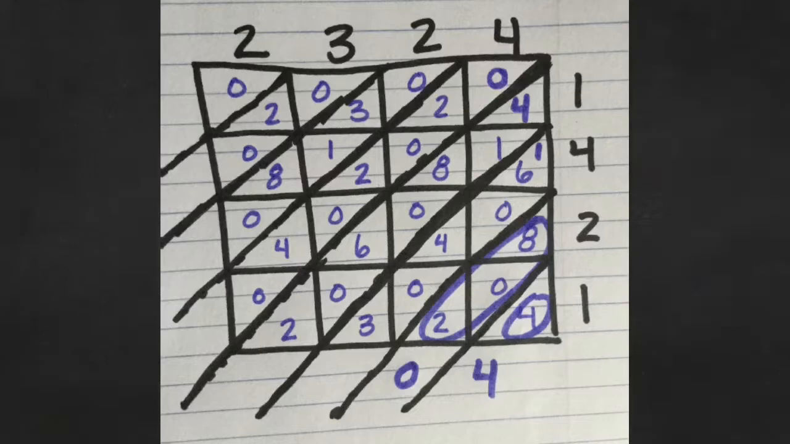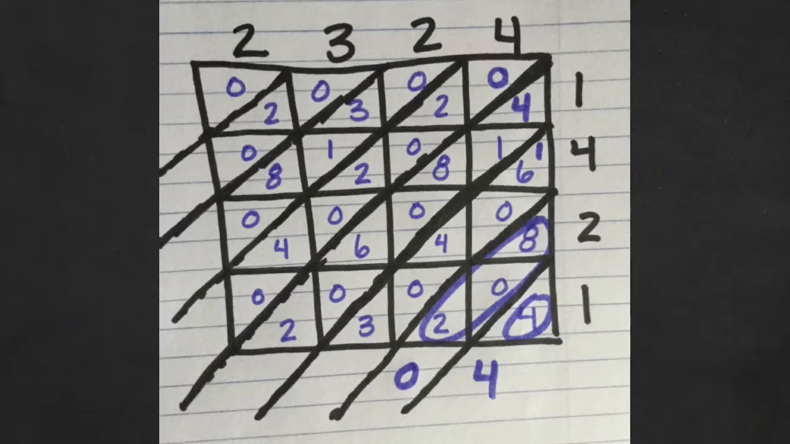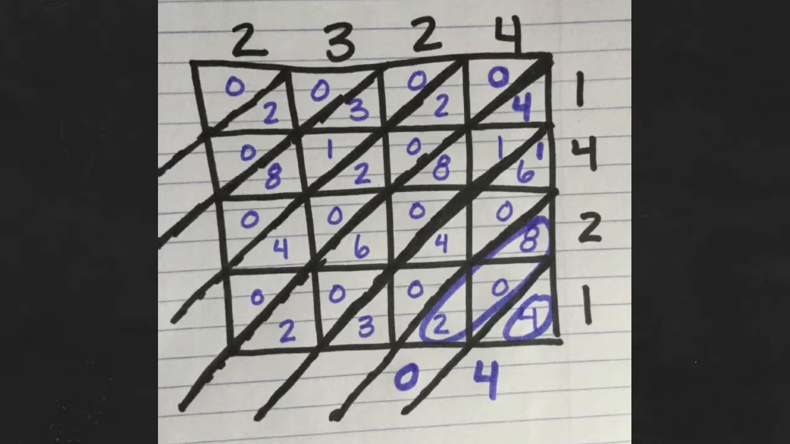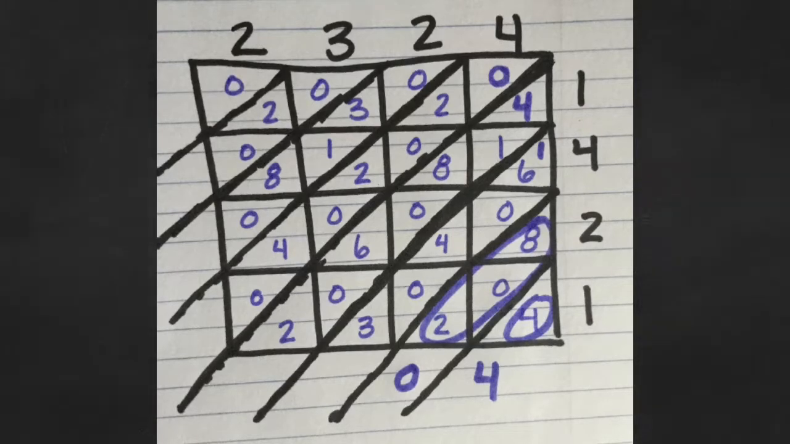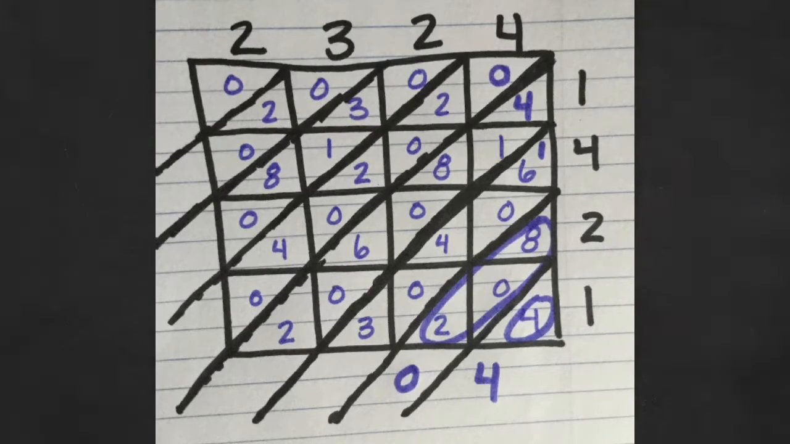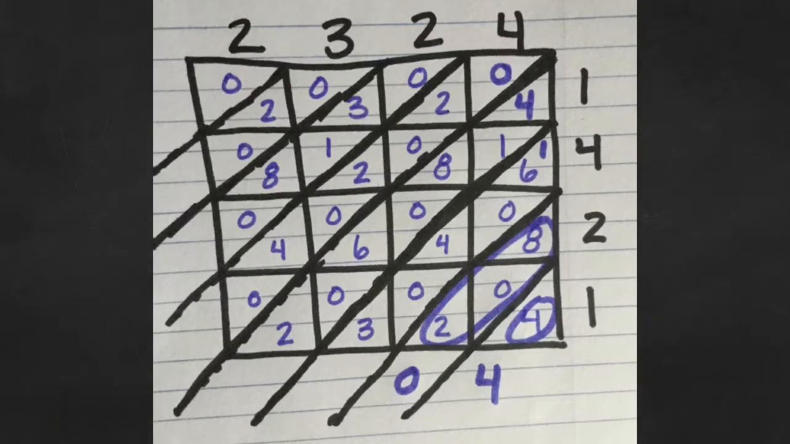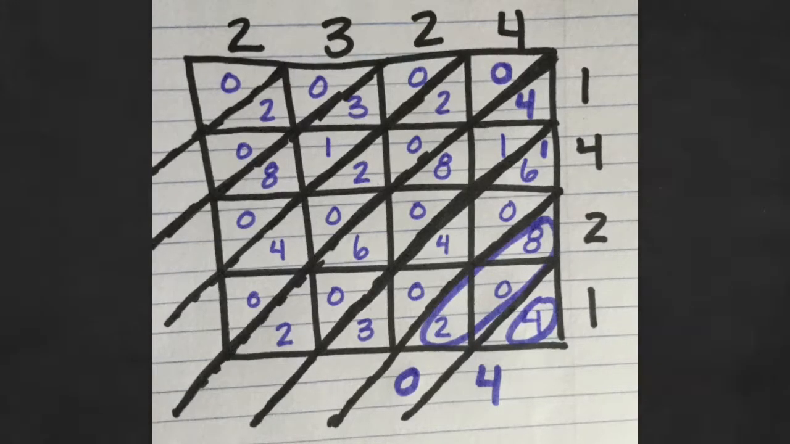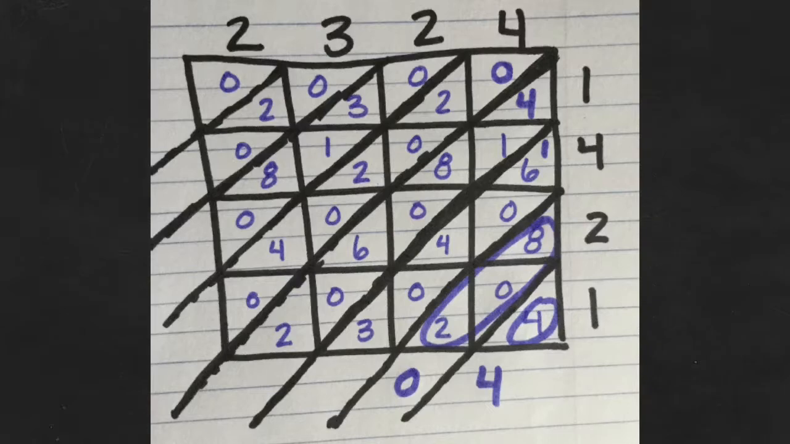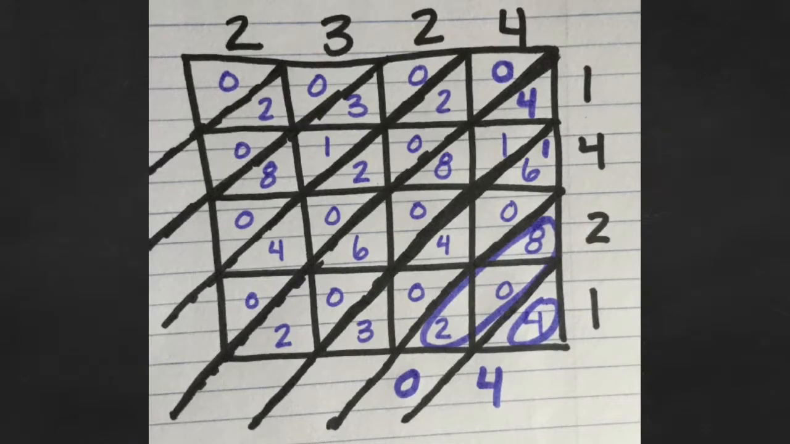As you can see in the bottom right diagonal, we just have a 4. So we will just write a 4 below that diagonal line. In the next diagonal line, we have an 8, a 0, and a 2. 8 plus 0 plus 2 equals 10. So we put a 0 in that blank, and we carry the 1 into the next diagonal line.